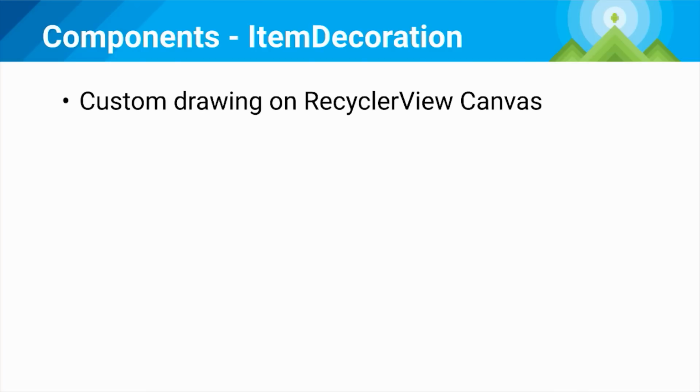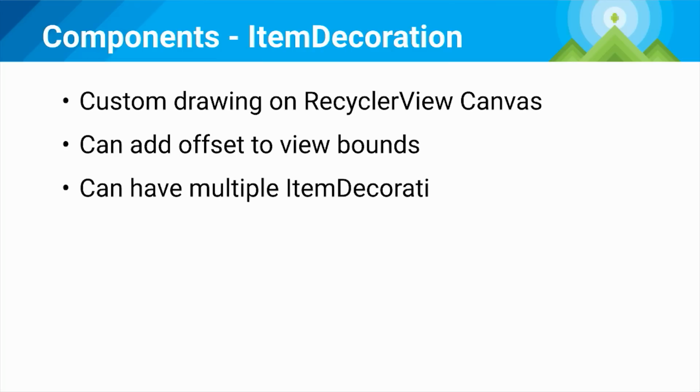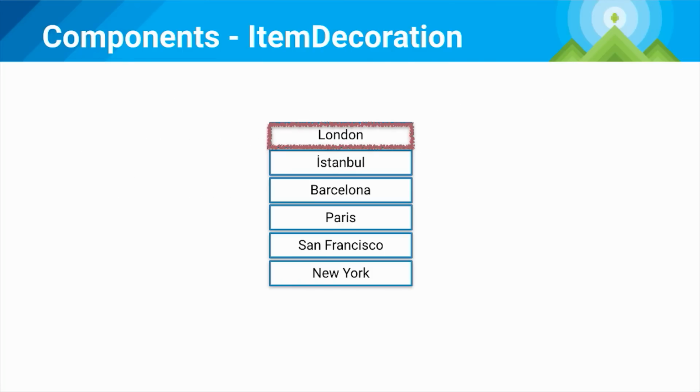Item decorations are just regular drawing elements throughout the canvas, and they can actually add margins or offsets to the view bounds. So let's look at an example. This can be a simple item decoration where we draw a round ring around the view. Let's see the API a little bit in detail.